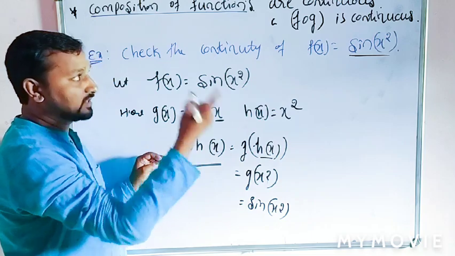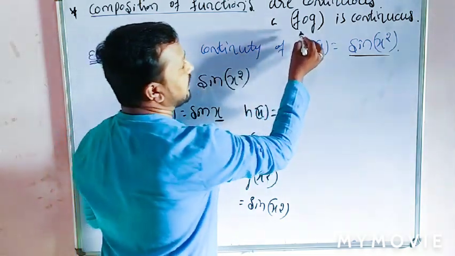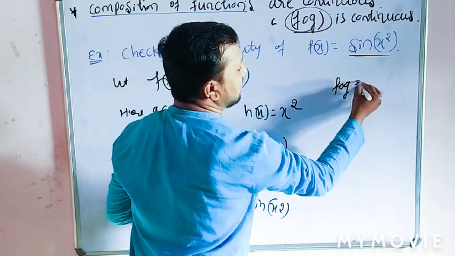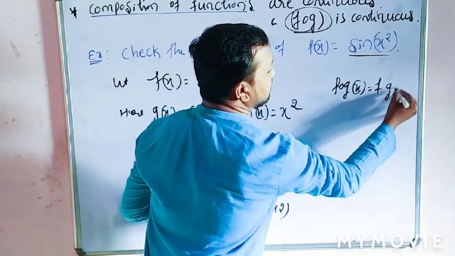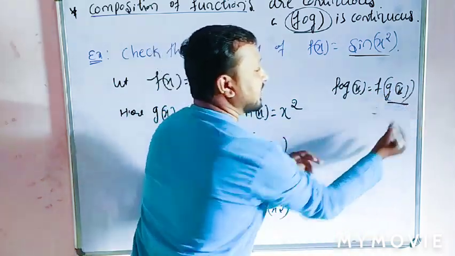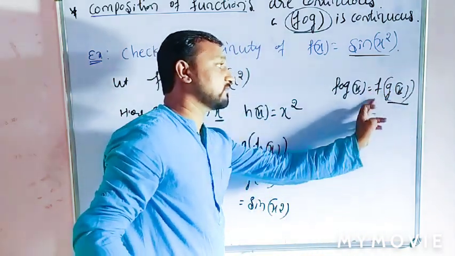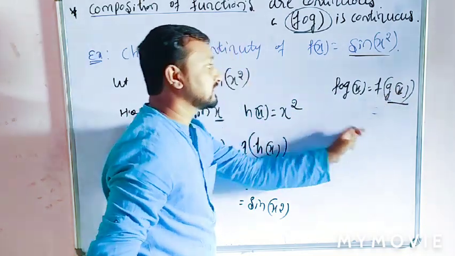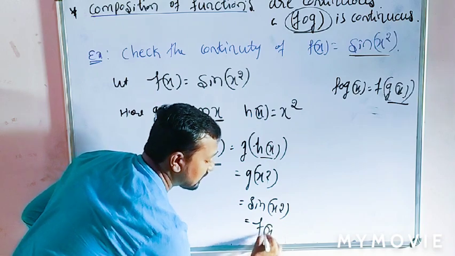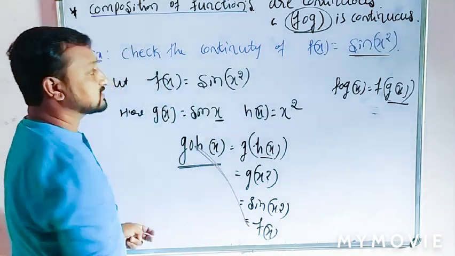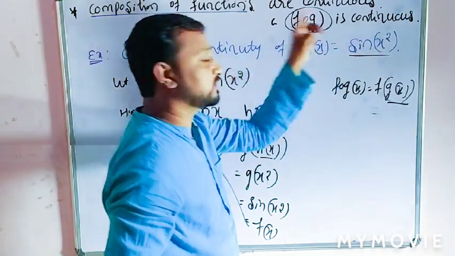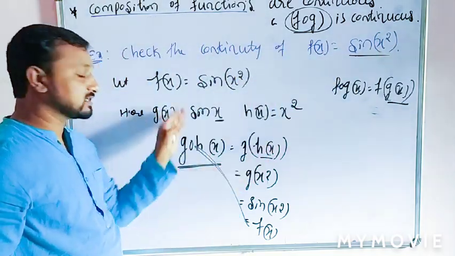It's clear? So in the definition also, f composition g of x is equal to f of g of x. So first we define g of x, then f of x, then the composition of function comes. So this is your function f of x. So f of x is a continuous function. So f of x equal to sin of x square should be continuous. This is composition of a function.